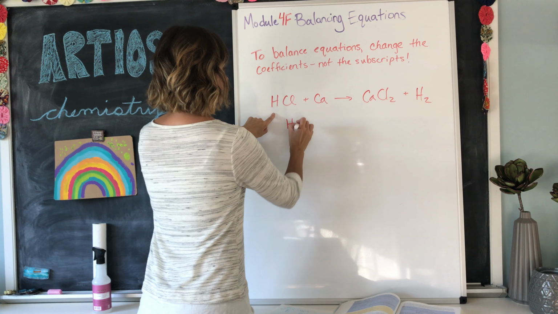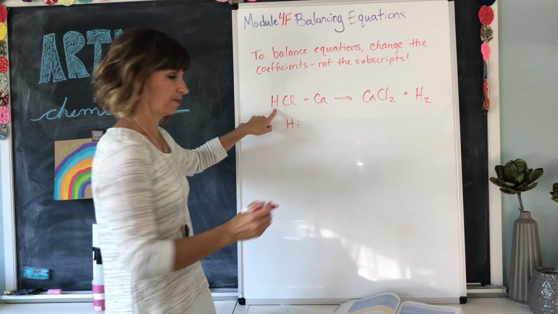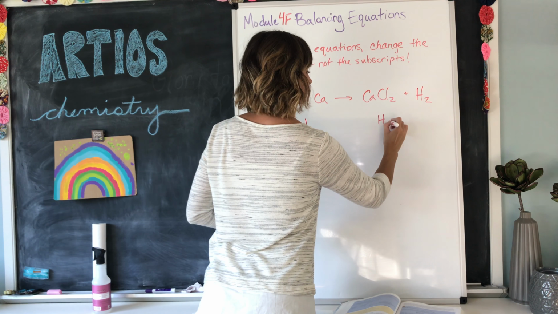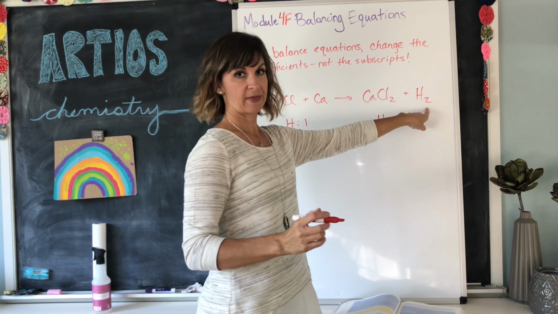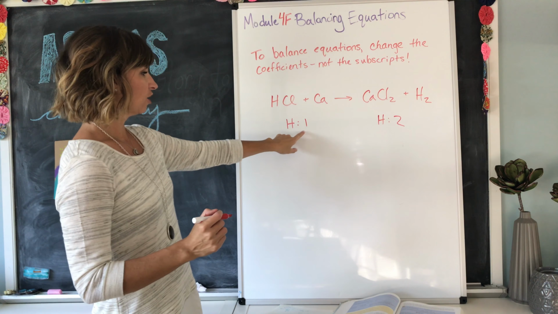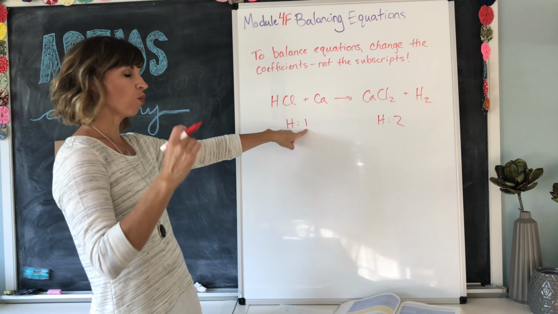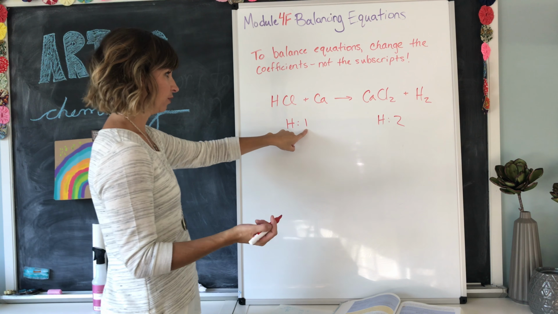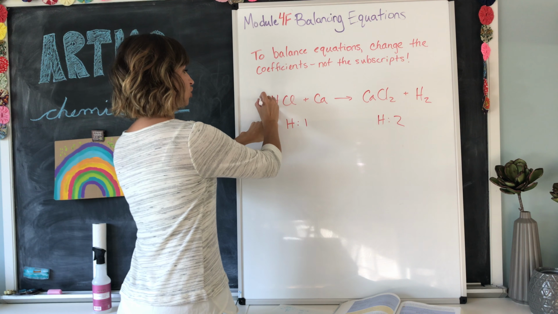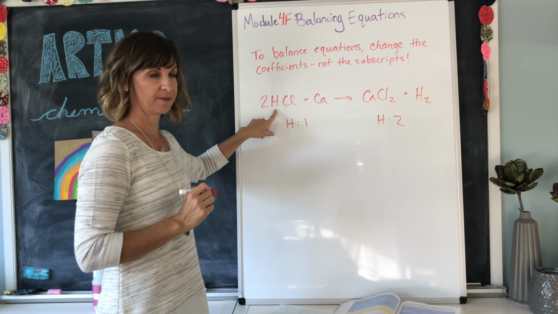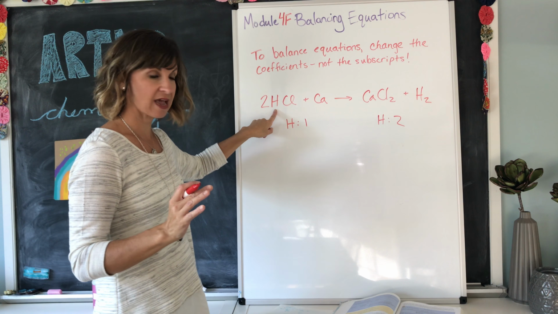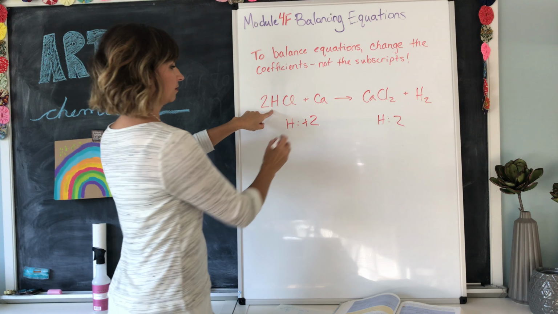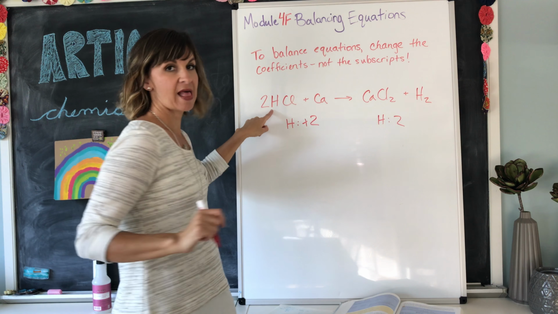Hydrogen on the left has 1 atom present. Hydrogen on the right has 2 atoms present. So over here, we need this to become a 2. 1 times what equals 2? 1 times 2 equals 2. So we need to put a 2 coefficient out front here. Okay, and just by doing that now we have 2 hydrogens. So this becomes a 2. Okay, so now the hydrogens are balanced.